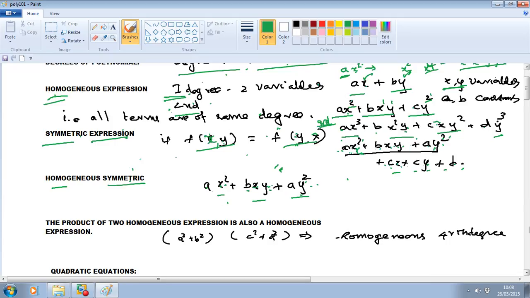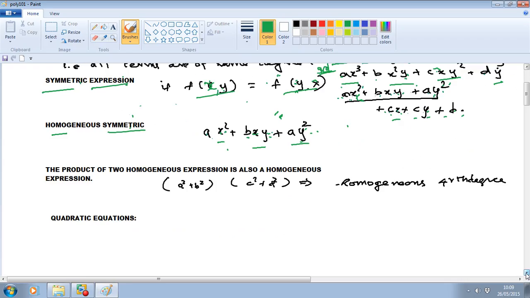Next, this is homogeneous and symmetric. Homo means same degree. Symmetric means that if xy, function of xy, is equal to function of yx. Next, the product of two homogeneous expressions is also a homogeneous expression.